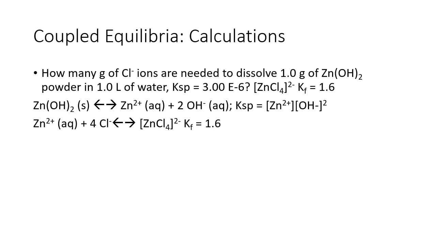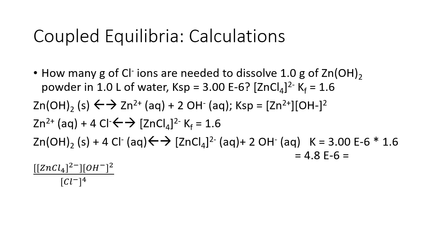So we have Zn2+ plus 4 Cl- ions makes this complex, and it's coupled with our Kf. Now, if we add both of these equations together, reactant side to reactant side, product side to product side, and then we multiply the Kf values times each other, as it told us to do in the coupled equilibria type problems, then we end up with the following.